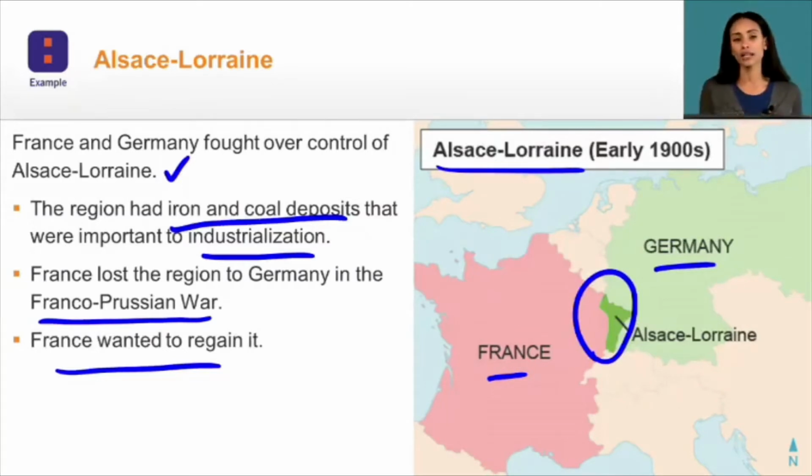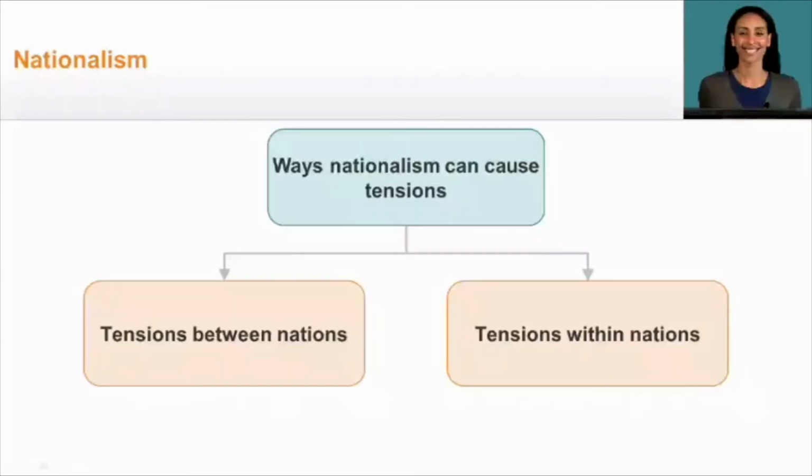And what complicated the issue even further is the fact that this region included people of both French ancestry and people of German ancestry. And so this is a conflict that's not only going to be complicated, but it's going to lead to tensions between these two countries and tension within the region that kind of straddles both places.